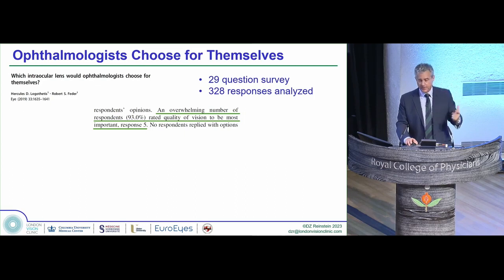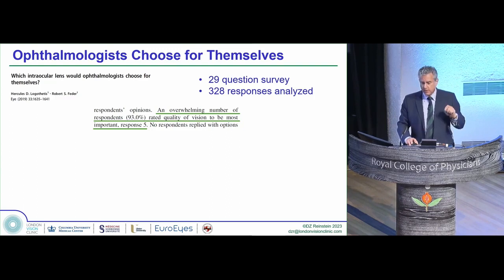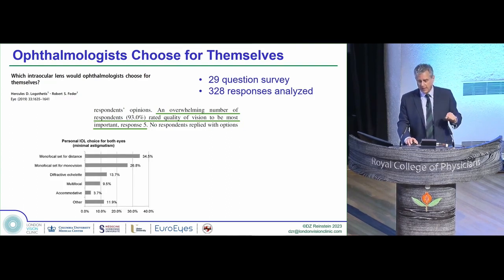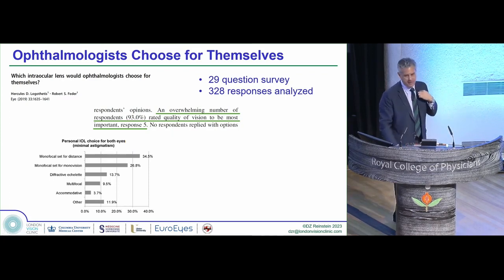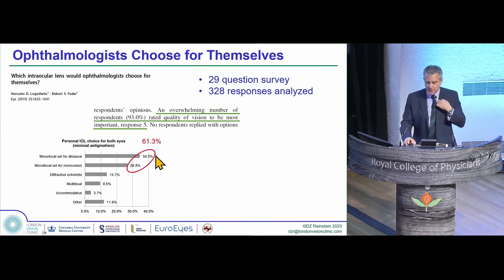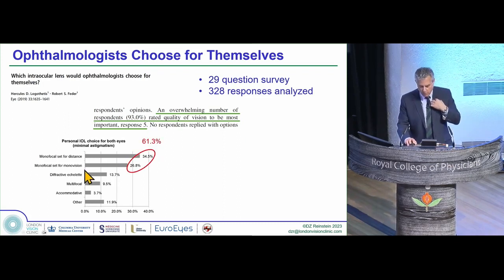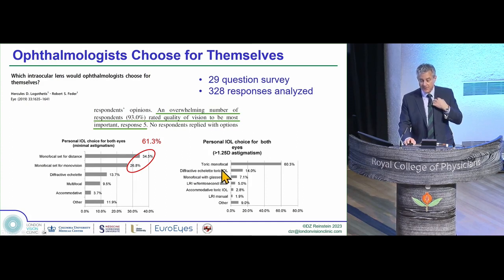Now, let's look at a survey that was published in Eye, 328 responses of a 29-question survey, and these are ophthalmologists. An overwhelming number of the respondents rated quality of vision to be the most important factor in deciding what IOL they would put in their own eye. And interestingly, 60% said they would use a monofocal for their own eye. And if they had astigmatism, 60% said they would use a monofocal toric for their own eye.